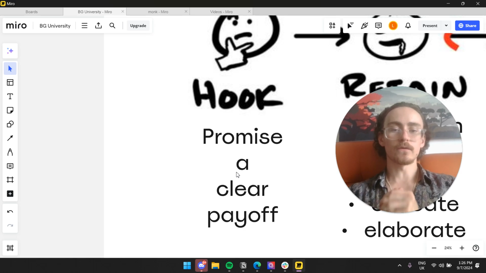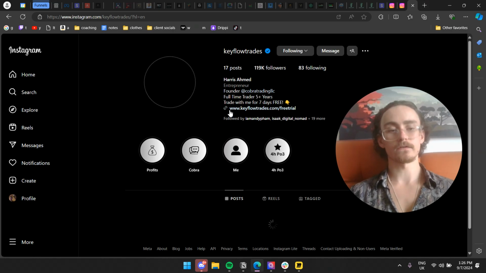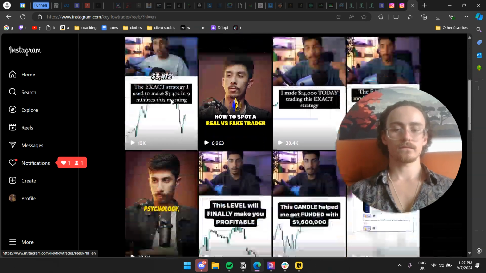which don't promise a clear payoff. So, for example, if I say this strategy got me funded $1 million, that doesn't promise as clear a payoff as something like, if we go to Key Flow Trades, I will show you a really good example.